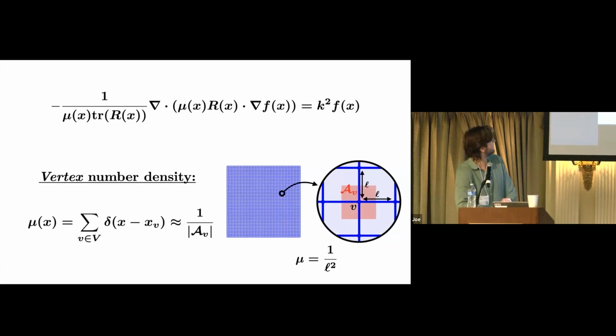And then we also have this vertex number density mu, which is sort of the empirical number density of nodes. And in practice, you can sort of think of it like an inverse cell area from finite elements. So that's what it comes out as in this particular case.